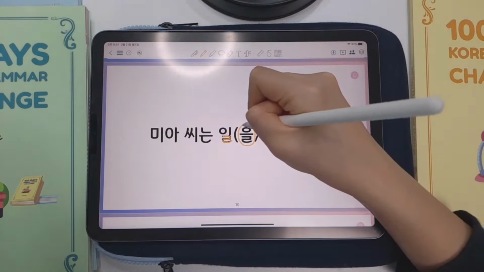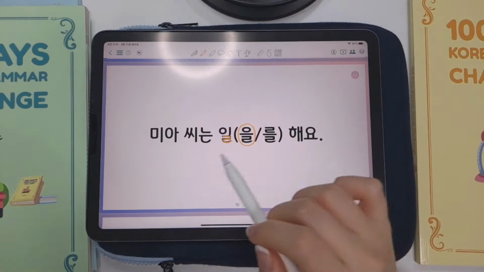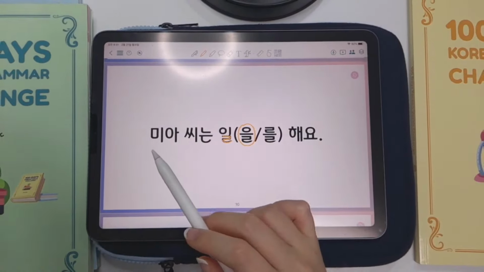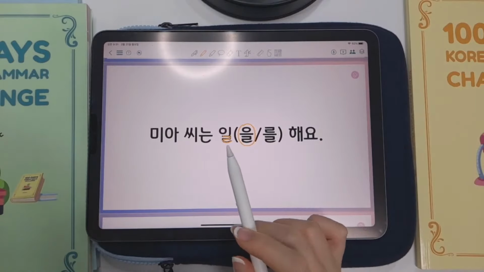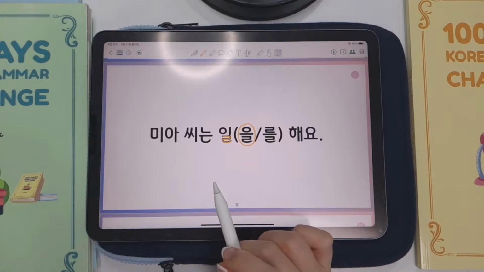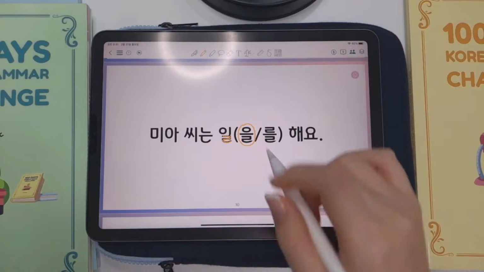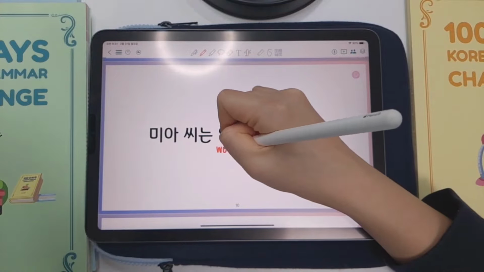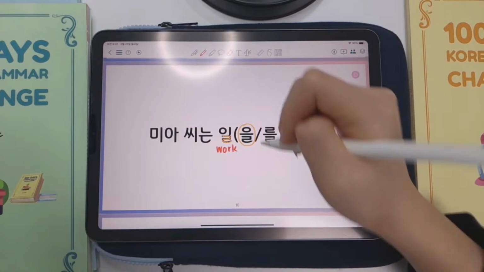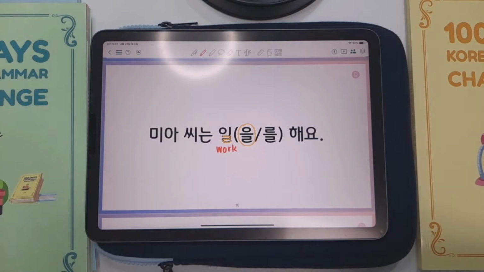을. 미아 씨는 일을 해요, right, guys? Are you guys following me? 미아 씨는 일을 해요. What does it mean? 일을 해요. 일 means work, right? 일 means work. 미아 씨는 일을 해요. 오, 맞아요. 루지 씨 일을, 프라틱샤 씨 맞아요. 안기 씨, 미아 씨는 일을 해요. 주다 씨 일을. Okay, perfect, guys.